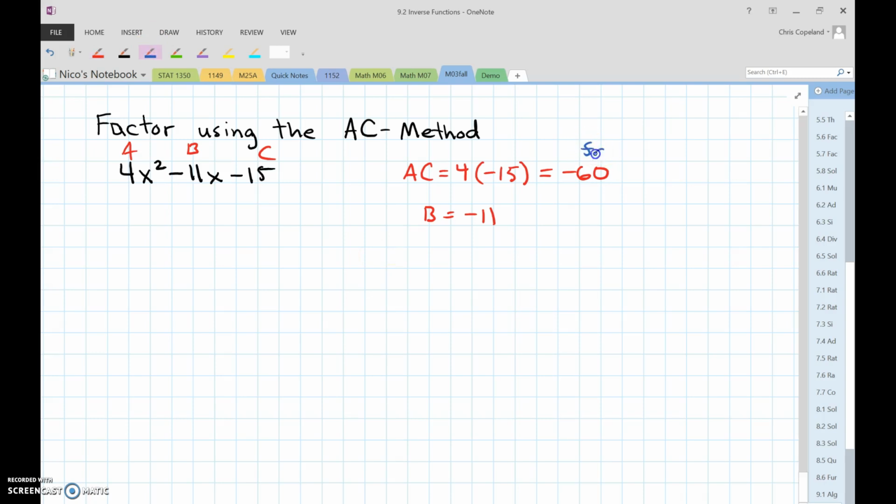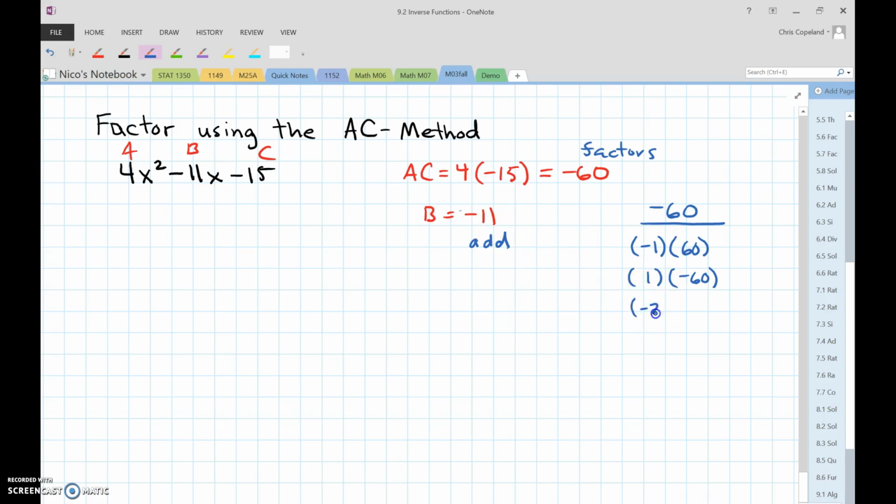Okay, so we want to find factors of negative 60 that add up to negative 11. Alright, start with negative 60. We know negative 1 times 60 equals negative 60. We know 1 times negative 60 gives us negative 60. We also want these two numbers to add up to negative 11. So if we would add negative 1 and 60, that would give us negative 59. That doesn't add up to negative 11, so we have to keep going.